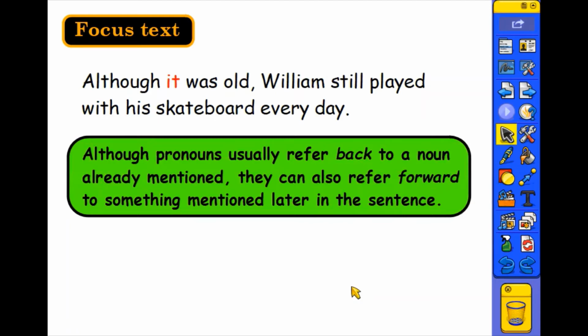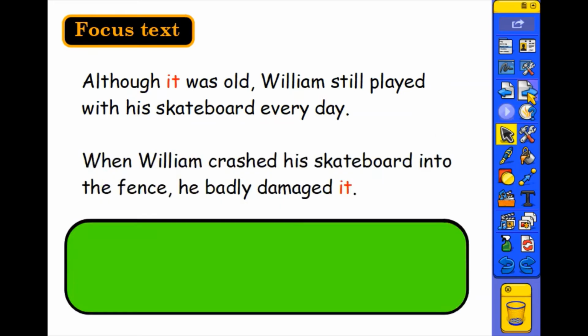Although pronouns usually refer back to a noun already mentioned, they can also refer forward to something mentioned later in the sentence. Our new sentence: when William crashed his skateboard into the fence, he badly damaged it. What does the pronoun it refer to this time? Well, it could be the skateboard. He could damage the skateboard. But it could also be the fence. He could damage the fence.